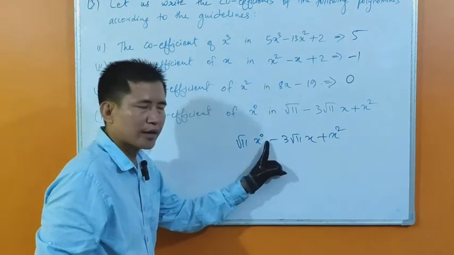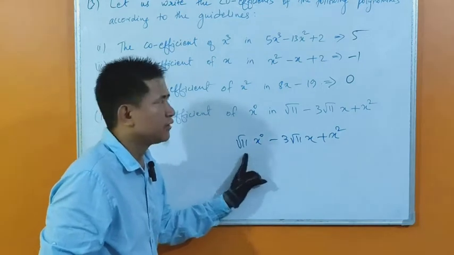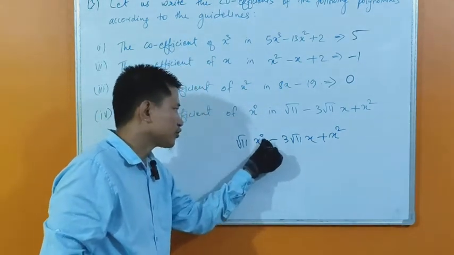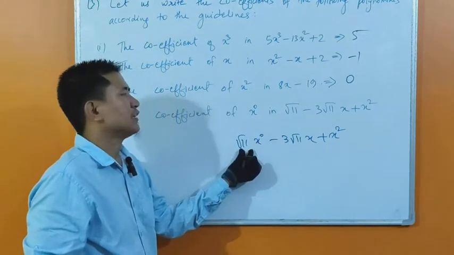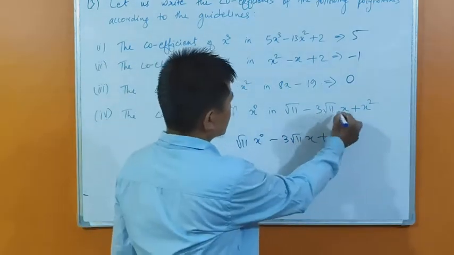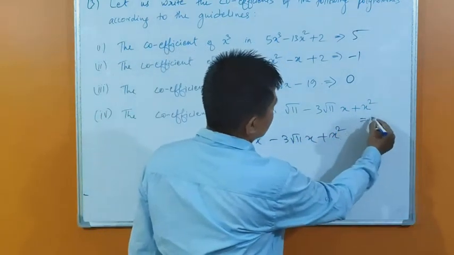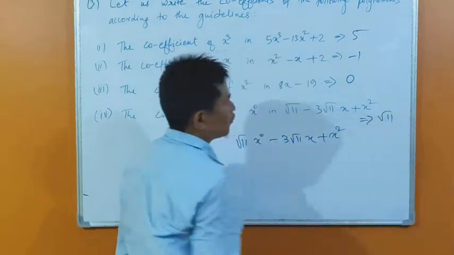X to the power 0 is 1. 1 into root 11 is root 11. The value of the expression remains unchanged. So the coefficient of x to the power 0 is root 11 here. In this expression, the coefficient of x to the power 0 is root 11. I hope you got this.